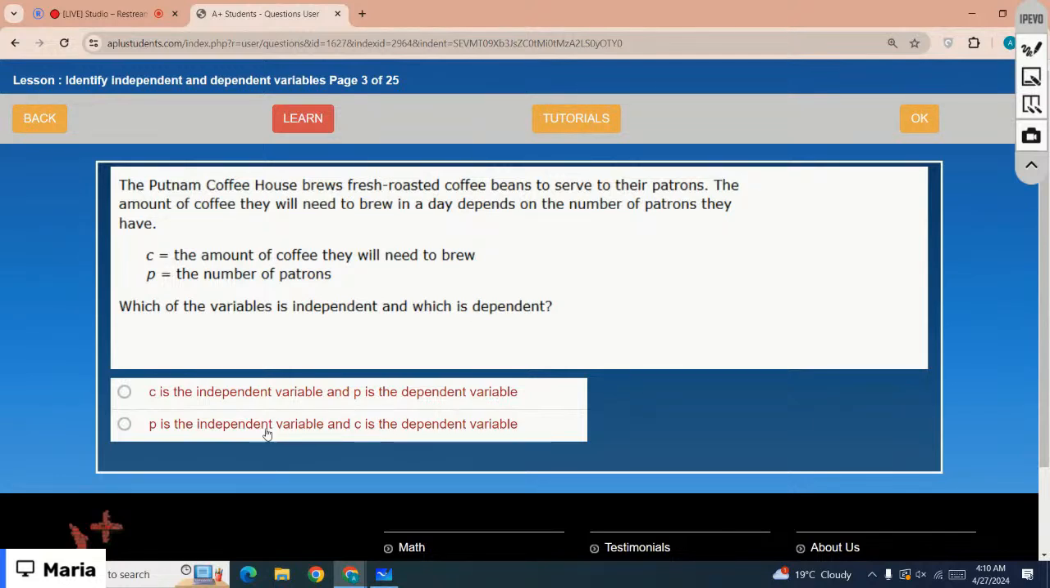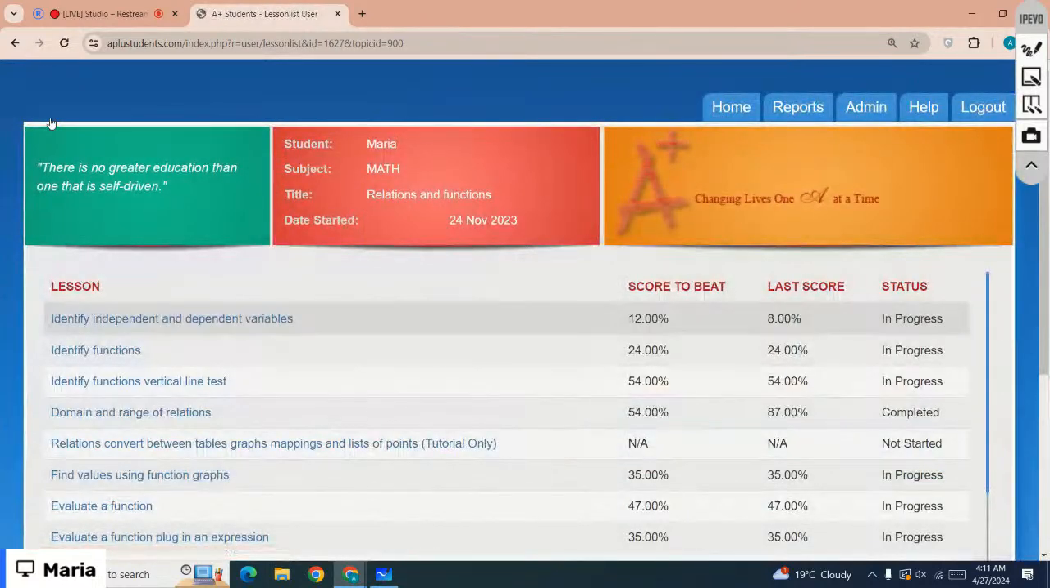P is the independent variable and C is the dependent variable, right? Okay, you can complete the lesson by yourself later today. Let me just move on to the next lesson. And the next lesson is identify functions.